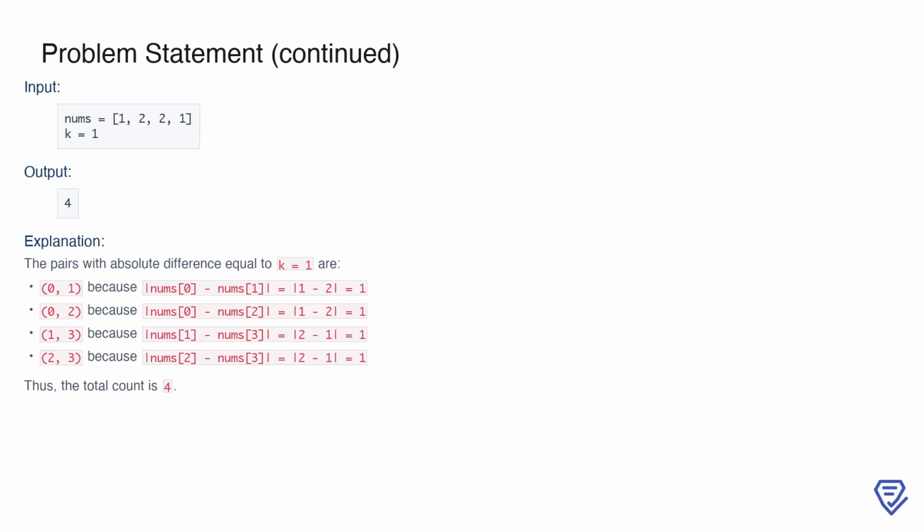Consider the first example where nums equals [1, 2, 2, 1], and k equals 1. We need to find all pairs i, j, such that the absolute difference between nums[i] and nums[j] equals 1. The valid pairs are as follows: (0, 1), because |nums[0] - nums[1]| = |1 - 2| = 1; (0, 2), because |nums[0] - nums[2]| = |1 - 2| = 1; (1, 3), because |nums[1] - nums[3]| = |2 - 1| = 1; and (2, 3), because |nums[2] - nums[3]| = |2 - 1| = 1. Adding up these pairs, we find that the total count is 4.